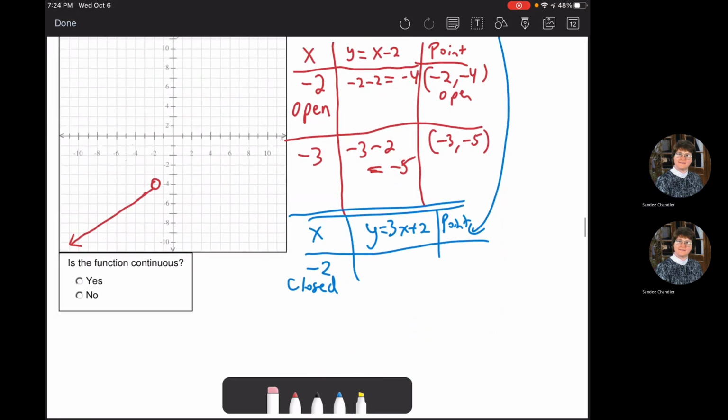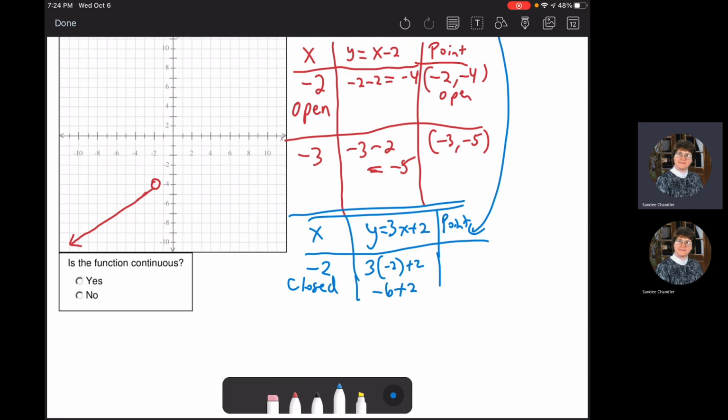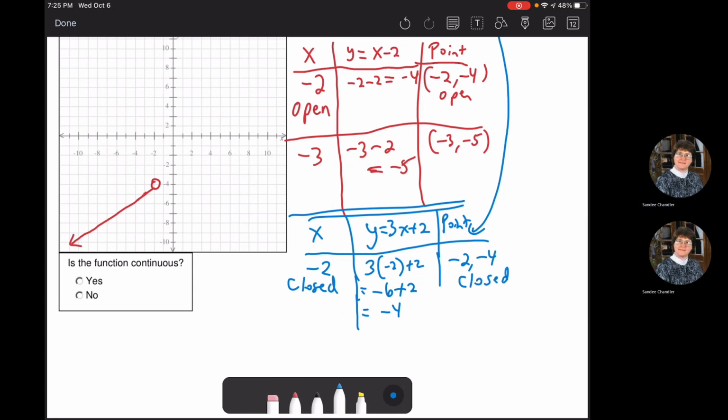So put this in. 3 times -2 plus 2 is -6 plus 2, which is -4. So that gives us the point -2, -4, closed. Notice that's the same point we had a minute ago. A closed point can fill in an open point. An open point never takes the closed point away. Closed has the priority.